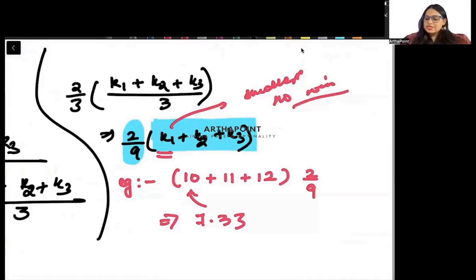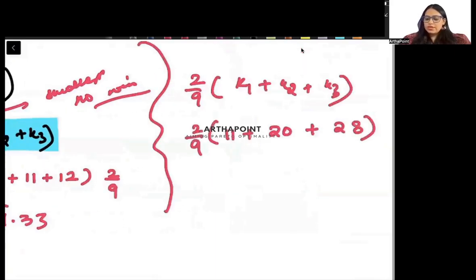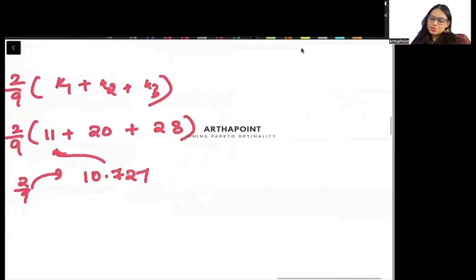Let us say that I take some other random numbers. So this is 2/9 of k1 plus k2 plus k3. Person 1 has announced 11. Person 2, you take any random number, has announced 20. Person 3 has announced 28. And I take 2/9. So 11 plus 20 plus 28 is 59, into 2 divided by 9, and you're getting 2/9 of this number as 10.727. It is closest to 11. Clear? Let me take some other numbers and show you something.